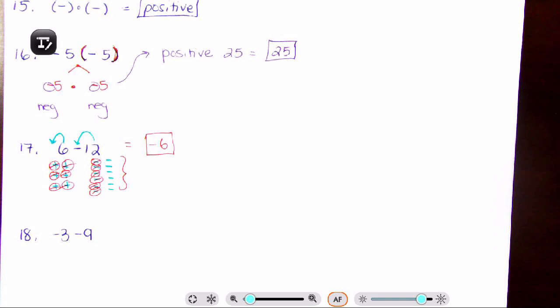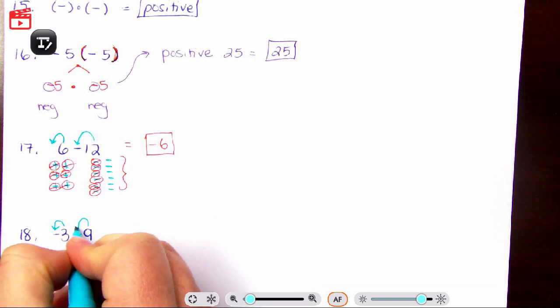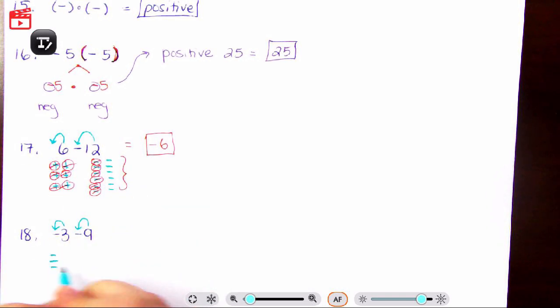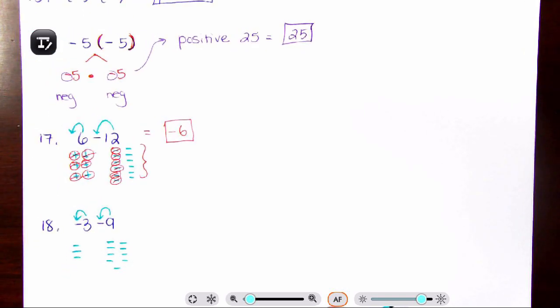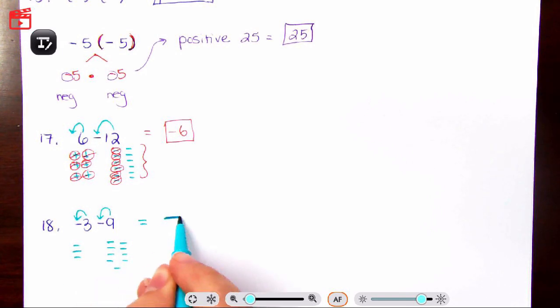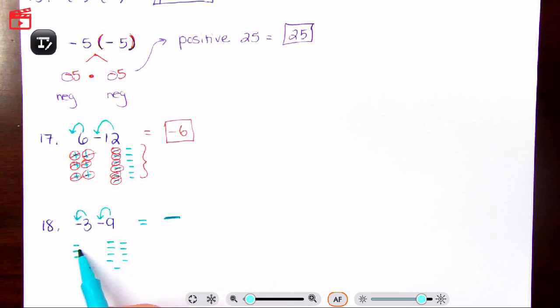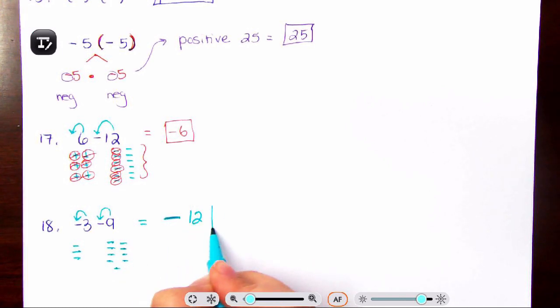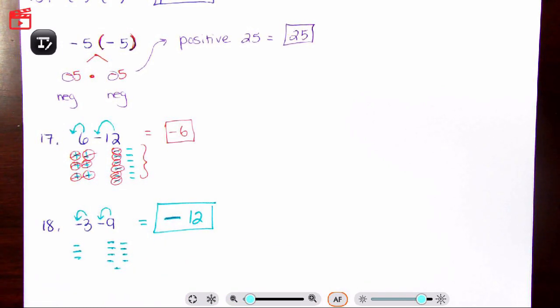No parentheses. No parentheses means you're doing what it's telling you to do. Negative 3, so 3 negatives, and negative 9. 1, 2, 3, 4, 5, 6, 7, 8, 9. Again, do I have any pluses? Can I do any 0 pairs? No. So that means I have negative. I only see negative, so I only will have a negative answer. I have 12 negatives. That is my answer for number 18.